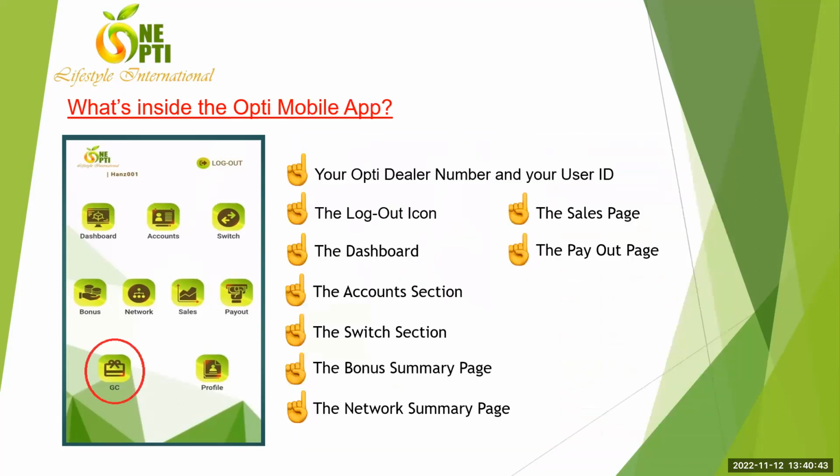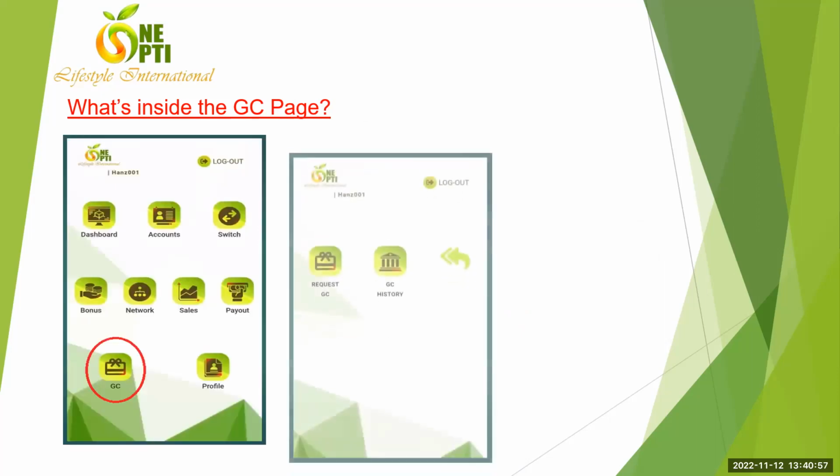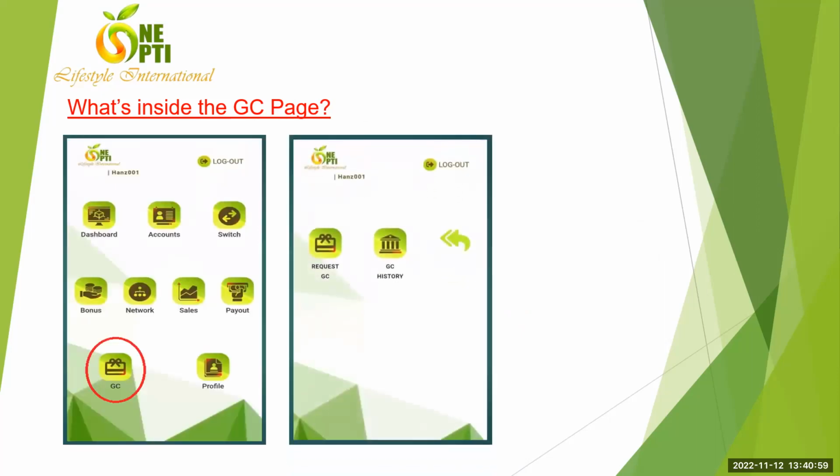All right. Then GC stands for gift certificate. This is where you can redeem your gift certificates. We actually have a separate training for this one, but just to give you an overview, the gift certificate will allow you to redeem your points, your fifth pair bonuses, into a lot of options.